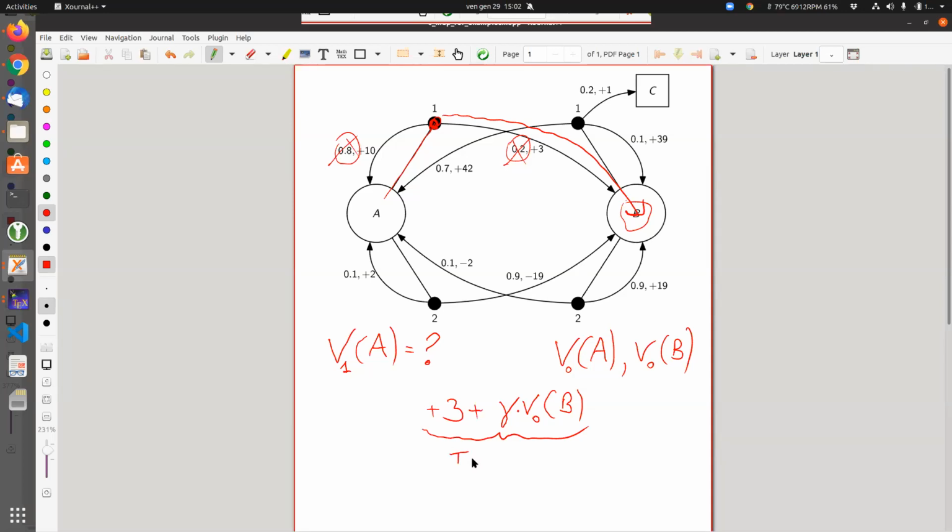The target. Yes, the target. Thank you very much. So you're forming a new target, okay? And since this method is called temporal difference, this is called the temporal difference target. And then the new estimate, how much is it? Tell me. V0 of A. Perfect.